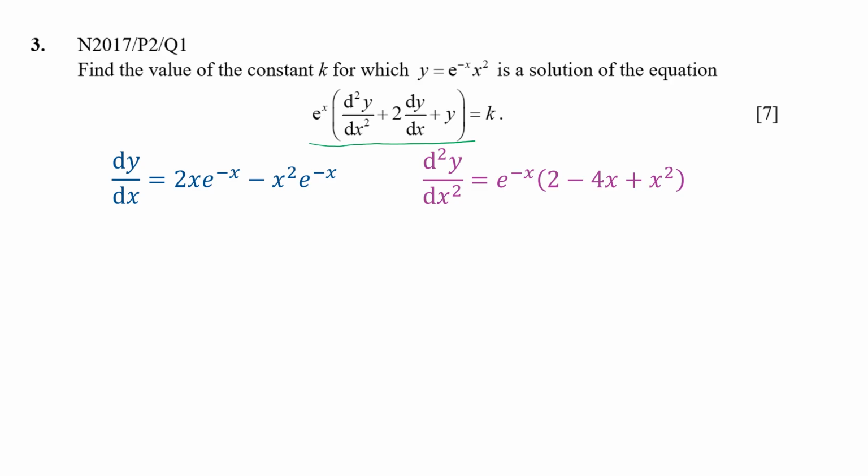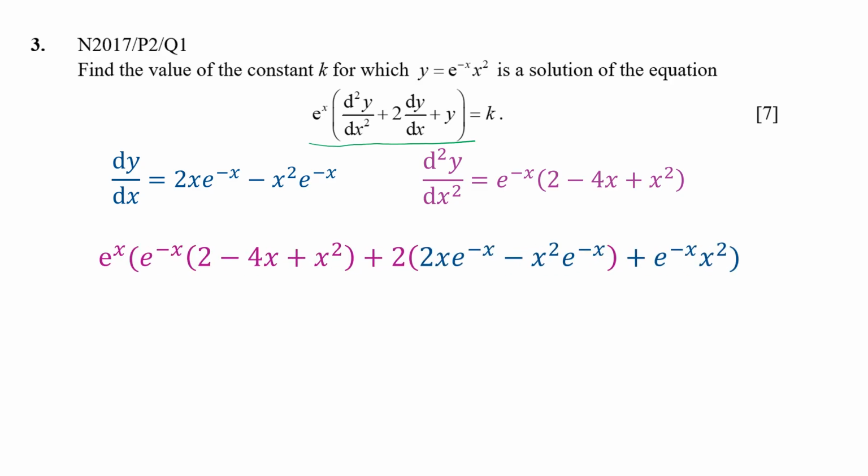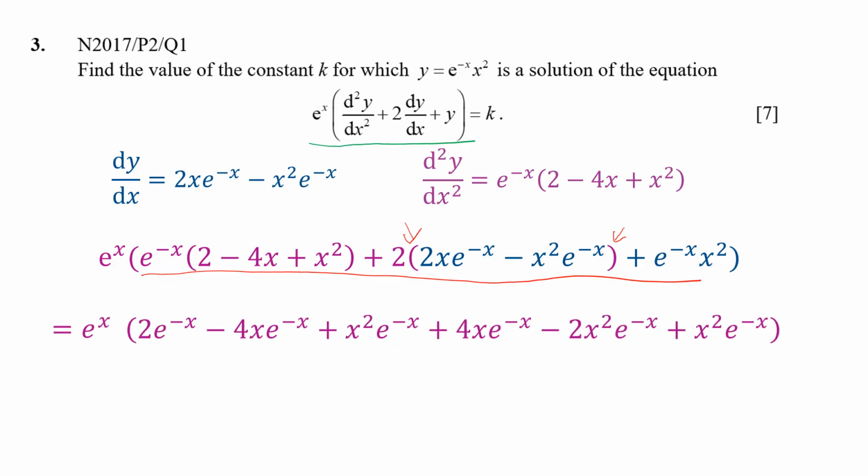So we have e to the power x first, followed by your d squared y over dx squared, followed by 2 times your dy over dx plus your y, which is e to the power negative x times x squared. Okay, watch out for all these brackets. You have to make sure all the brackets are there correctly, otherwise you will not get your correct answer. We're just going to simplify whatever is inside here. Basically, if there's a bracket, just expand it and then simplify. So you have a huge chunk of things there. Don't worry, a lot of things will be cancelled off.